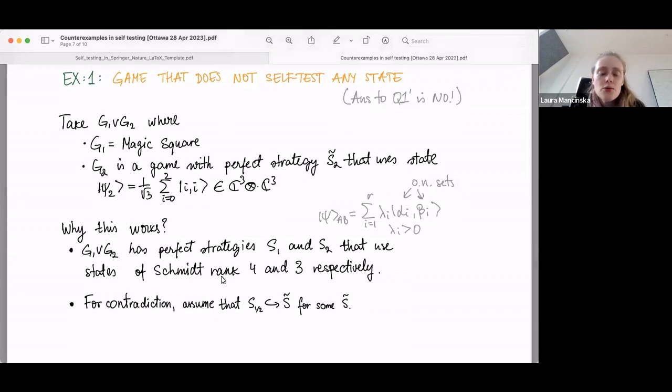And now, for contradiction, we're going to assume that this OR game is a self-test. Well, what does it mean? It means that I should be able to locally dilate each perfect strategy to some fixed strategy S tilde. So I can locally dilate S1 to S tilde, and also I can locally dilate S2 to S tilde, for some S tilde.